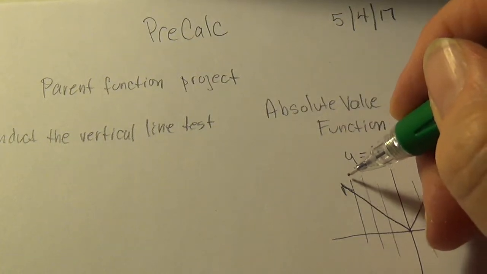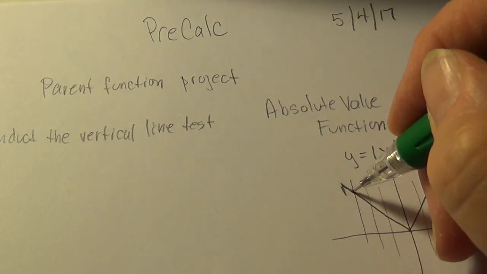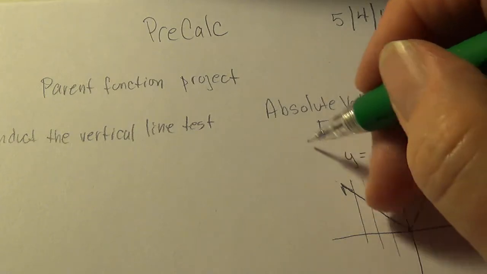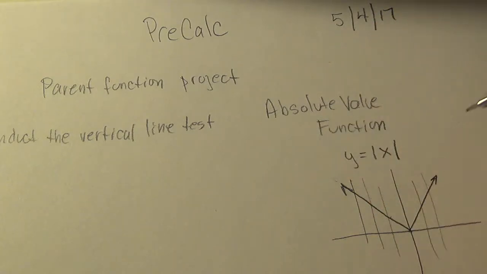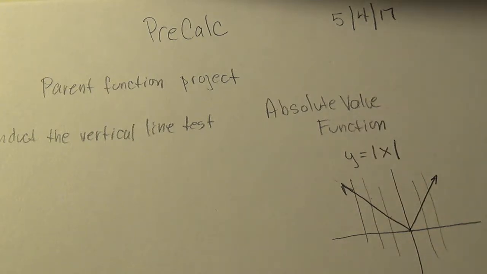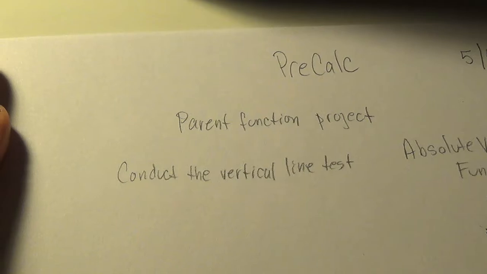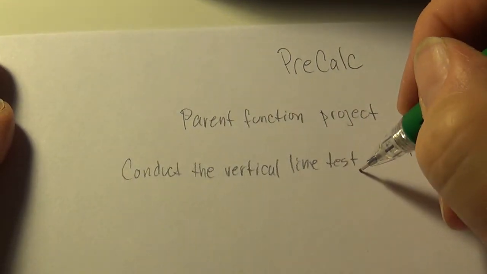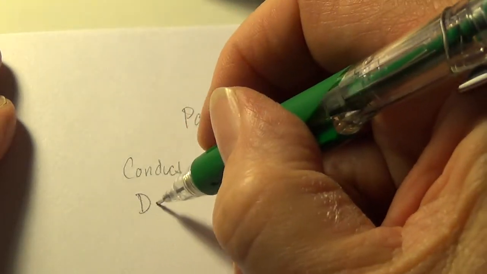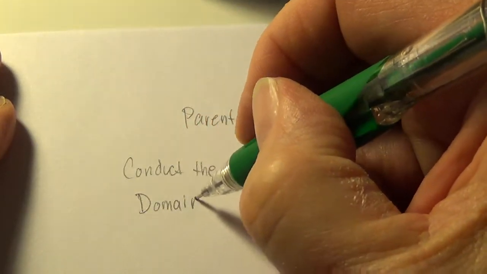So here, this one vertical line touches one time, and you can see because this goes forever and gets wider forever in both directions, any vertical line will touch this graph in 1 point. So conduct the vertical line test. If it passes, just check it off. Then I ask you, what is the domain?